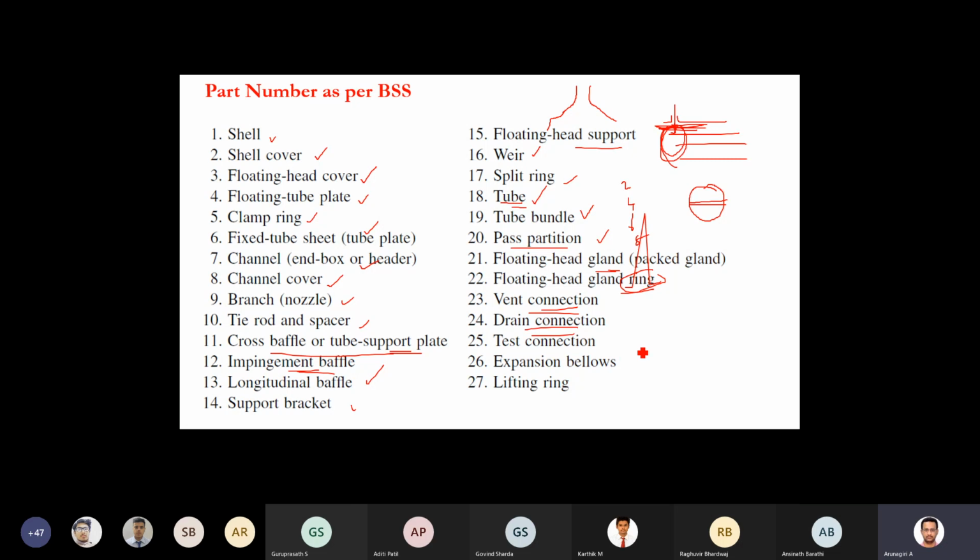Then drain connection to remove the condensate at the bottom of the shell. Then test connection. Then expansion bellows. If the temperature difference is large in the exchanger, thermal expansion is possible, so you have to provide different types of expansion arrangements. Bellows type is one type of expansion joint that is used. Another one is the lifting ring. Whenever you go for maintenance, you have to provide the lifting ring. The hook is inserted into this ring, and your heat exchanger is pulled out or lifted for maintenance purposes.